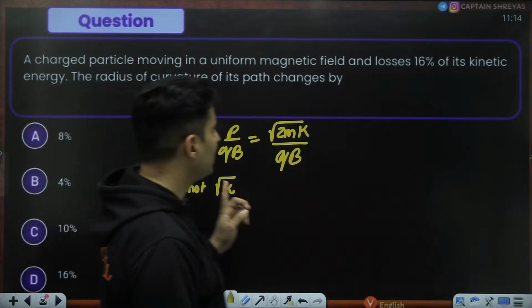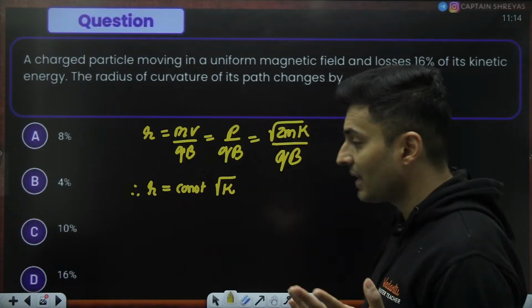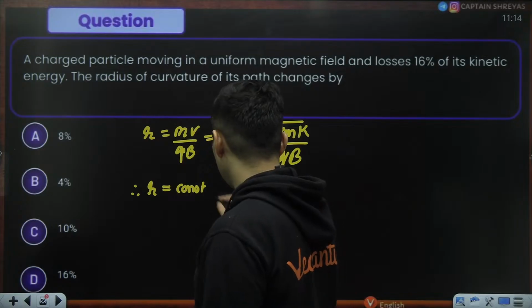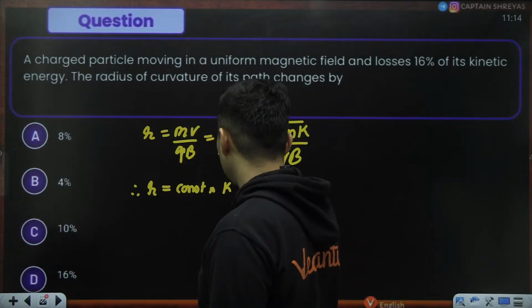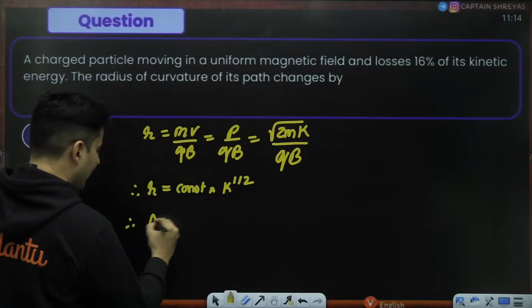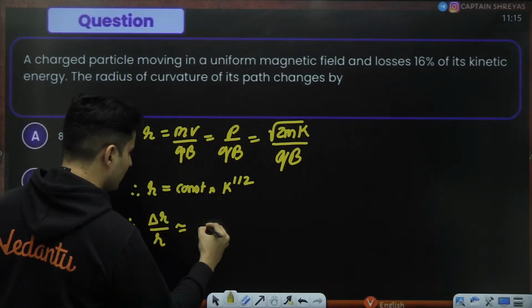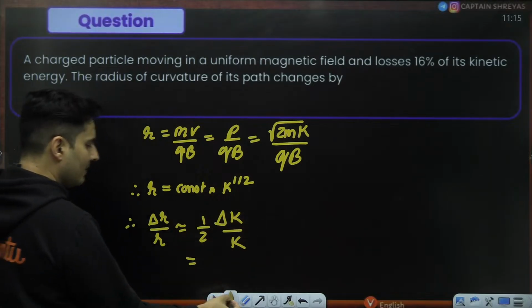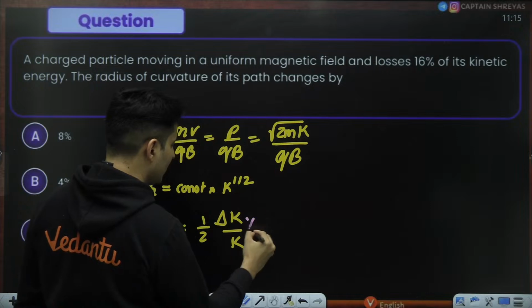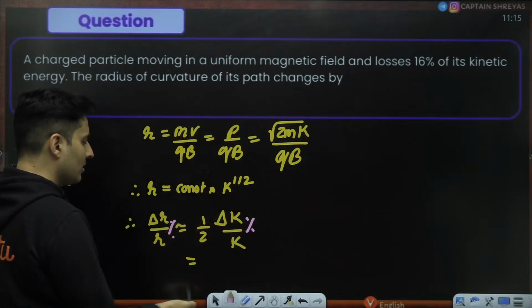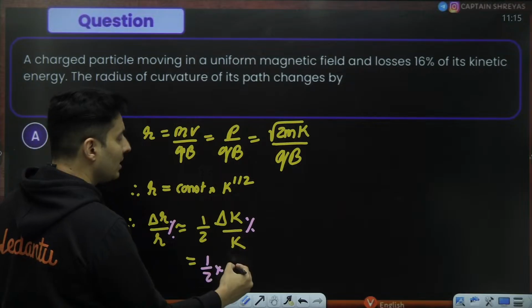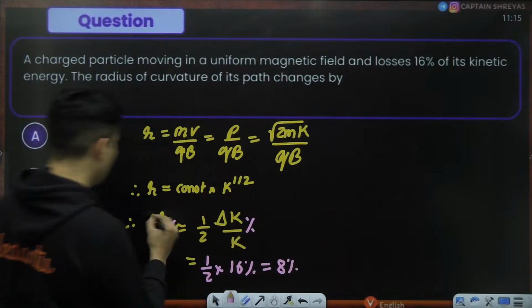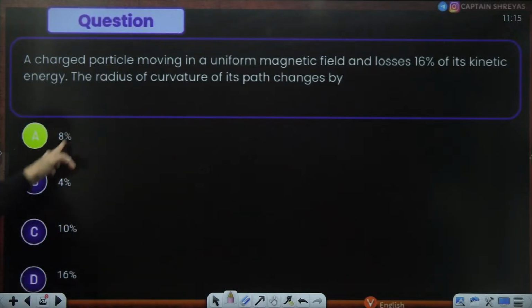Now it is mentioned that it loses 16% of its kinetic energy. Okay, so I can do one thing, constant multiplied by K raised to half. So if I write delta r by r, this is approximately half times delta K by K. So if I measure change in the kinetic energy in percentage, I'll get change in the radius also in percentage. So half into kinetic energy changed by 16%, that will give me 8%. So the radius has changed by approximately 8%.